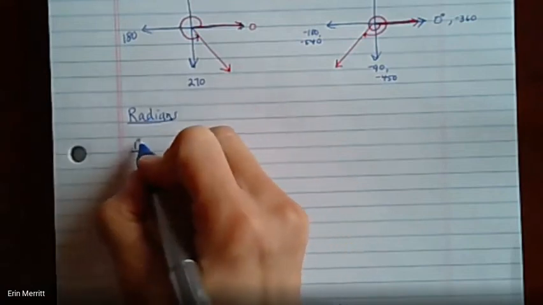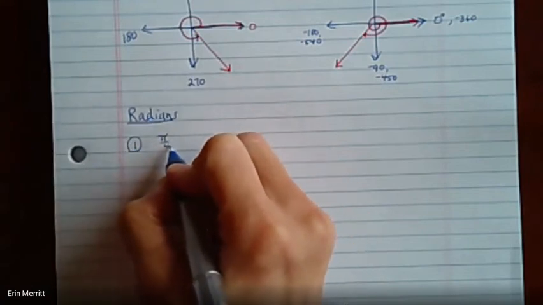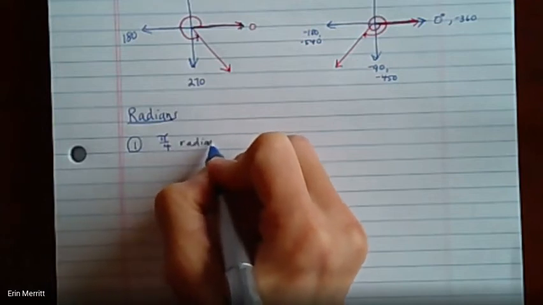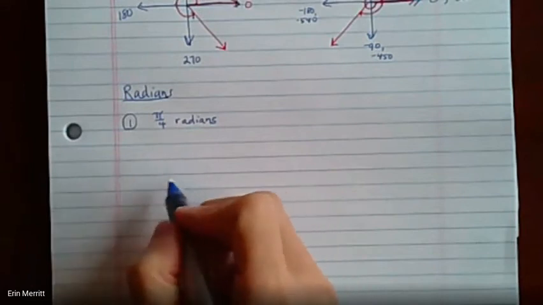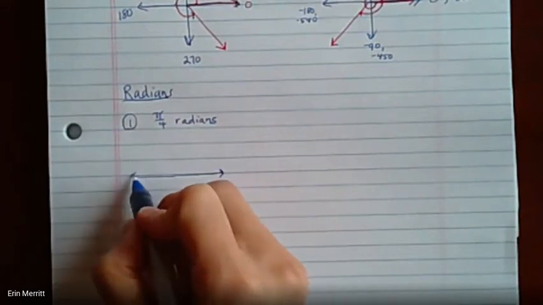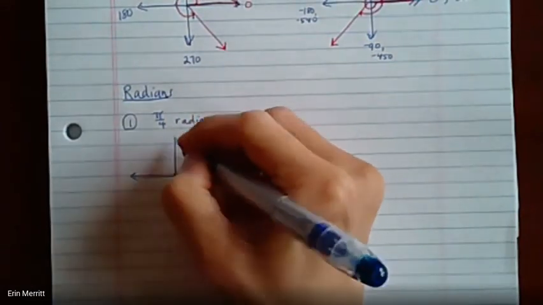So for the first one, if we do pi over 4 radians, how we can think of this, give yourself the set of axes. And now I want you to think about the radian measure. It always starts at 0. That's the easy part no matter what. And then pi is the same as 180.